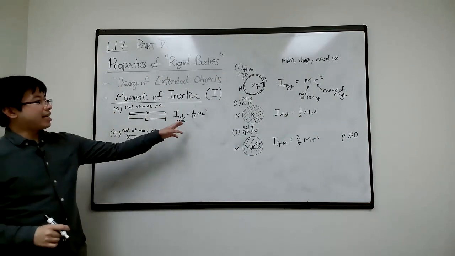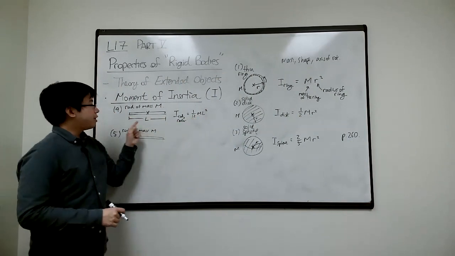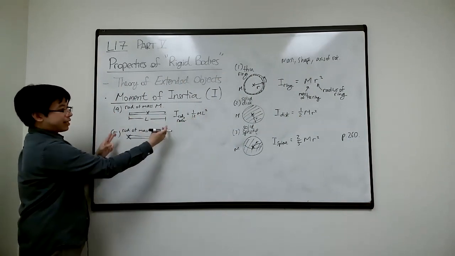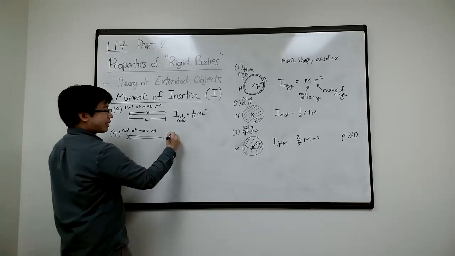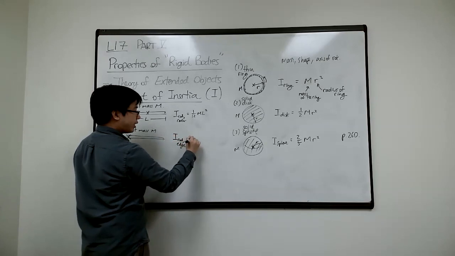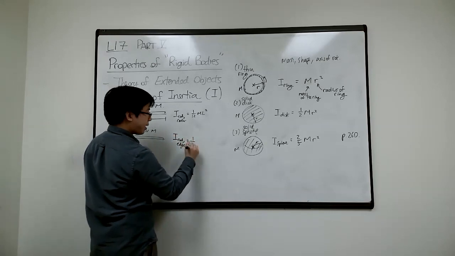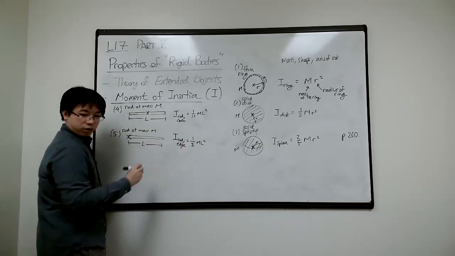Notice some books use R as well. Our textbook uses L, but some books use R. But this time the R is not from here, right? It's the whole thing from here, okay? So be careful for that. And I for the rod, but this time rotating from the edge, is 1/3 ML squared, and L again being the whole length.